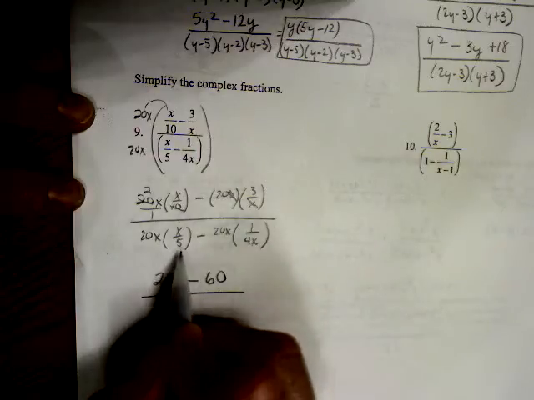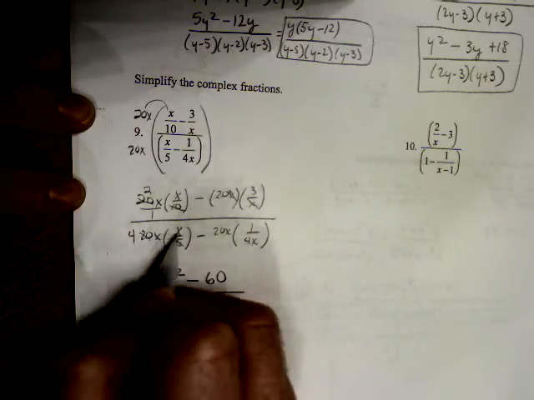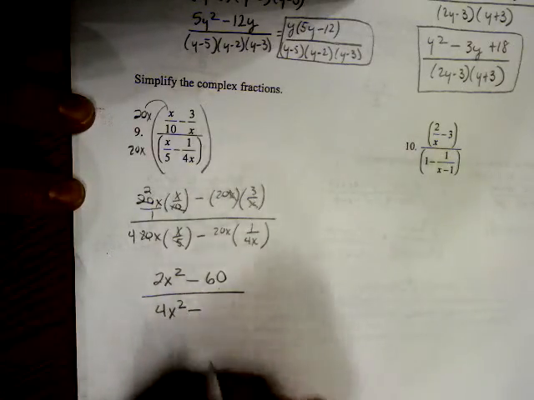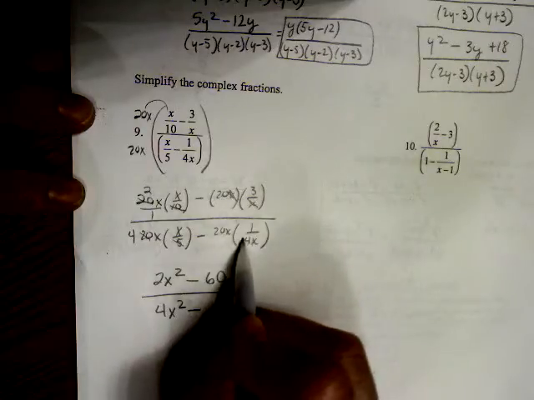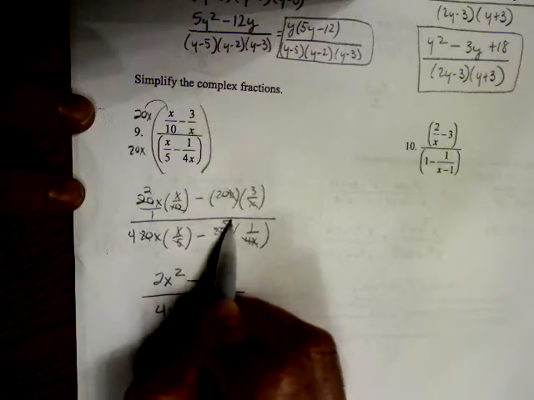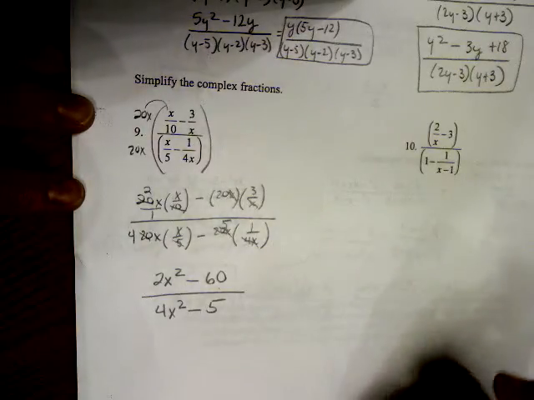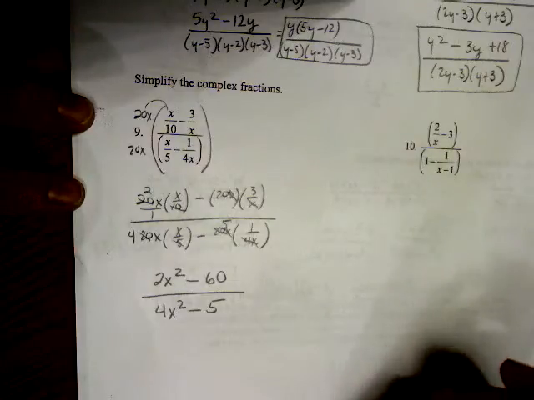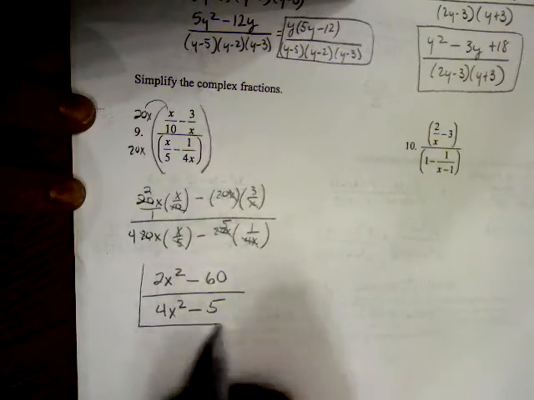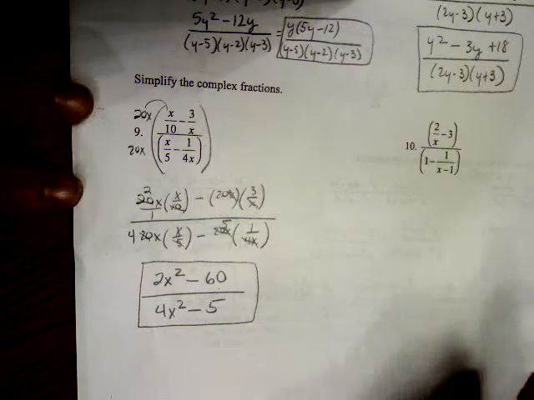Divided by, over here, the 5 and the 20 cancel. The 20 becomes a 4, so we have 4x times x, which is 4x squared. Keep our minus sign. The x's cancel, the 4 and the 20 will also cancel and become 5. So we have minus 5. So that cannot be factored, so that's our final answer. 2x squared minus 60 over 4x squared minus 5.